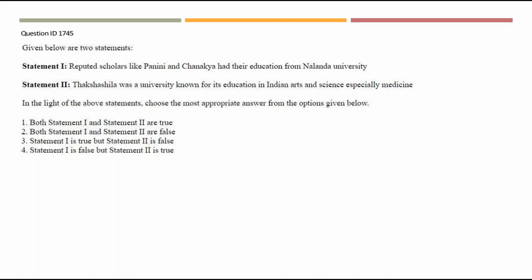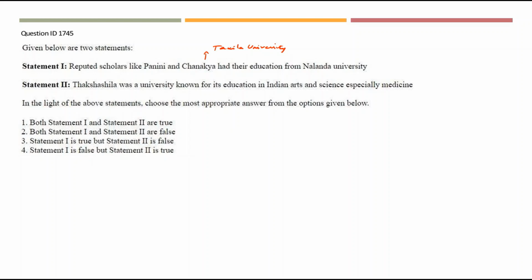Next question. Given below are two statements. Reputed scholars like Panini and Chanakya had their education from Nalanda University. Chanakya was a student at Taxila University, previously called Takshashila University. Chanakya was the student as well as the teacher of Taxila University.